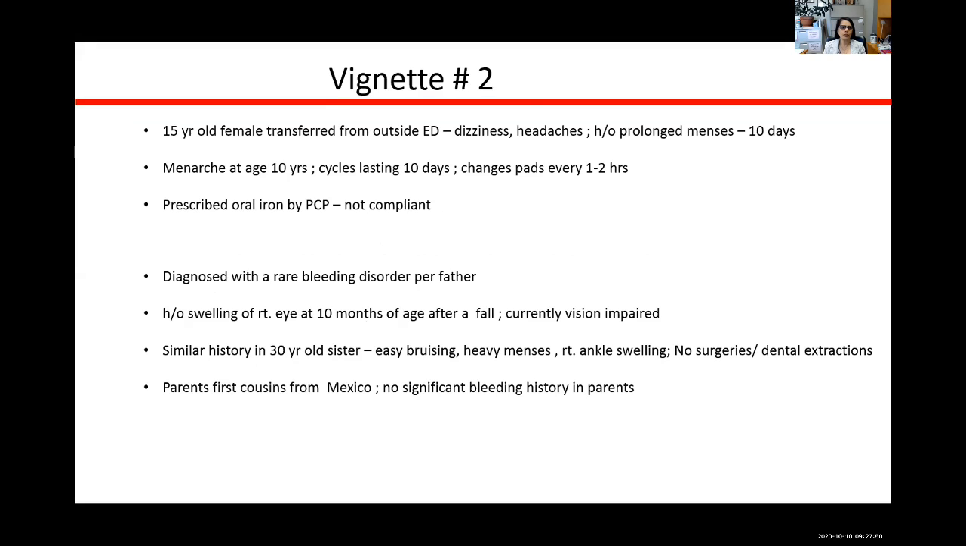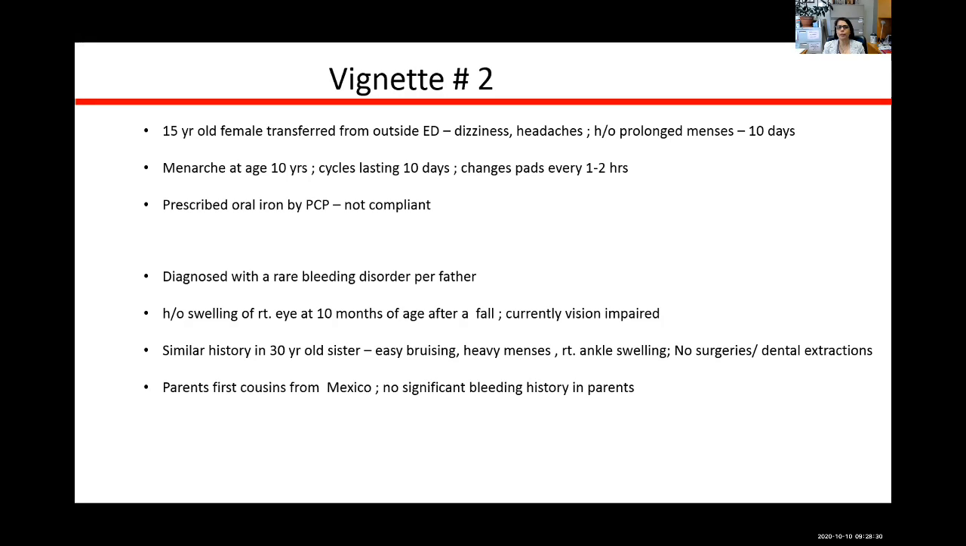Going to the next patient, a 15-year-old female was transferred to our emergency room from an outside ED for history of dizziness and headaches. She reported a history of prolonged menses, and this was now the 10th day that she was bleeding. She started menarche at age 10. Her cycles typically last 10 days, and she claims she changes every couple of hours for the first 3 days. Off and on, she's been anemic and is prescribed iron by her primary care physician, but she is not very compliant with the iron. According to the father, she was also diagnosed with a rare bleeding disorder back home in Mexico.